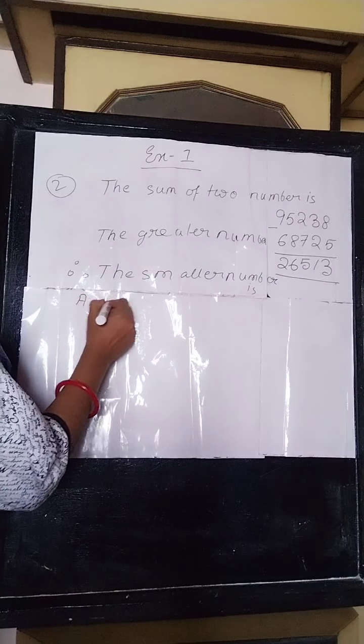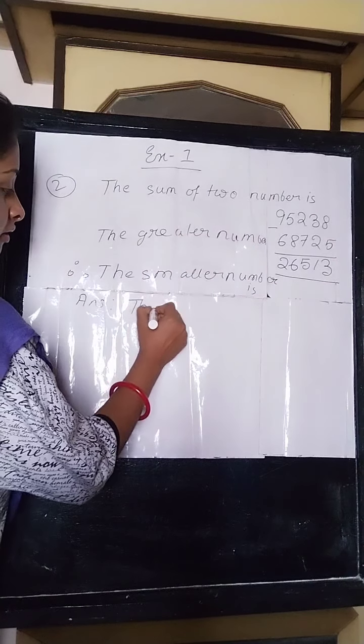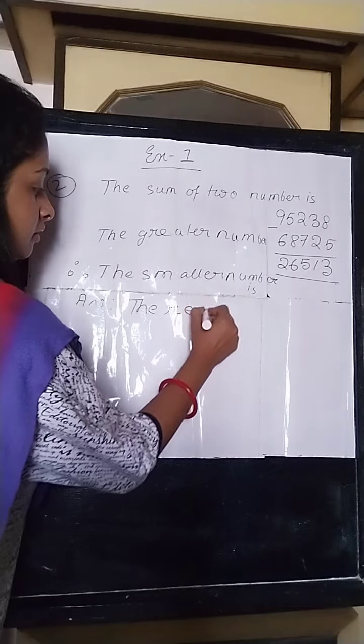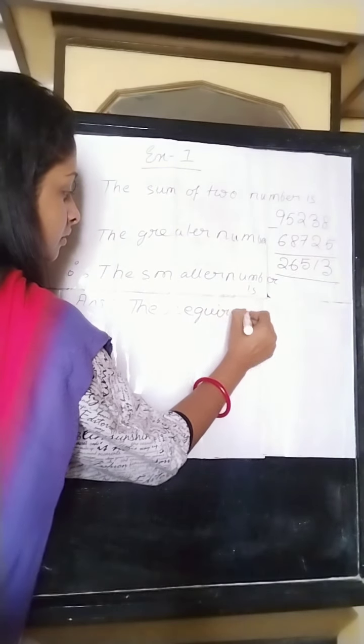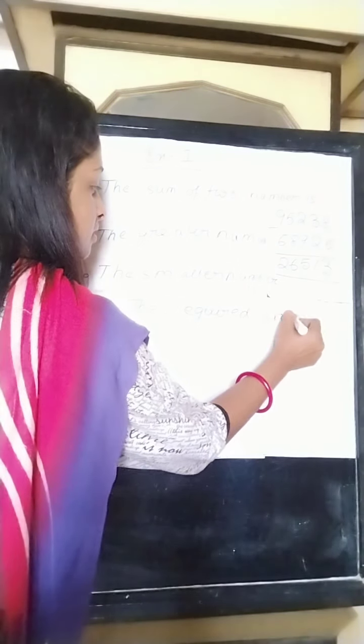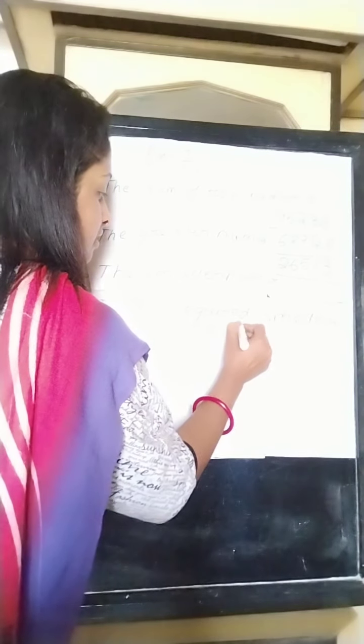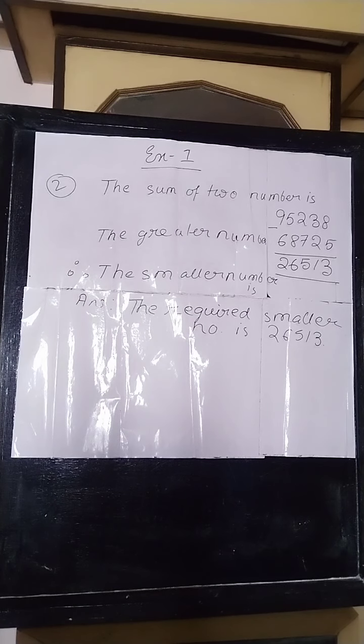Answer: the required smaller number is 26513. This is how we will solve the sum and write the answer.